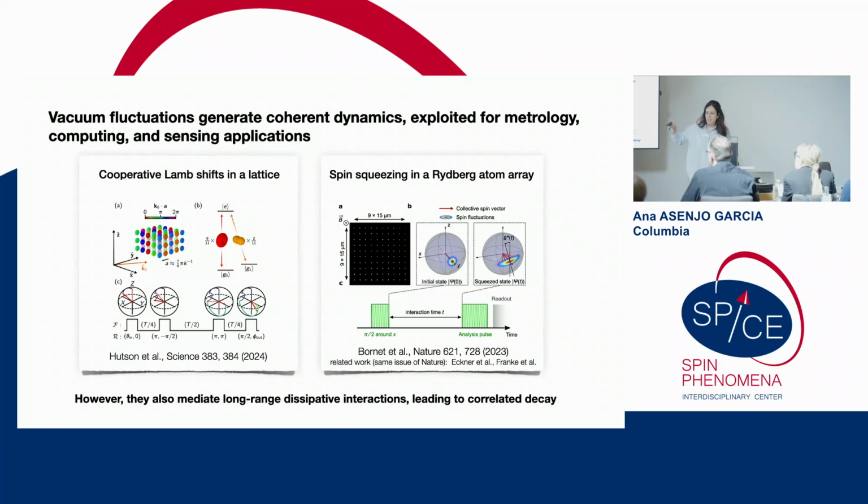On the right, there's an example of measuring cooperative Lamb shifts in an optical lattice clock. This is work in Jun Ye's group in JILA. The idea there is that they have a collection of atoms that forms a cubic lattice, and the distance between the atoms is smaller than the resonant wavelength of the atoms. That means the atoms are going to see the environment, but also they are going to see other atoms via this environment. And this leads to a cooperative Lamb shift that they can measure in the experiment.